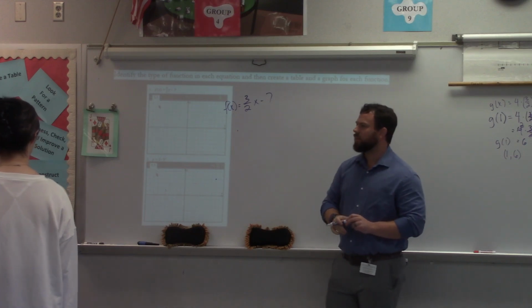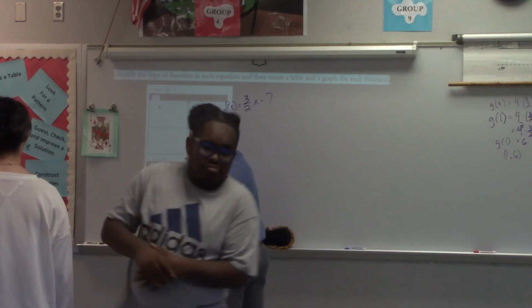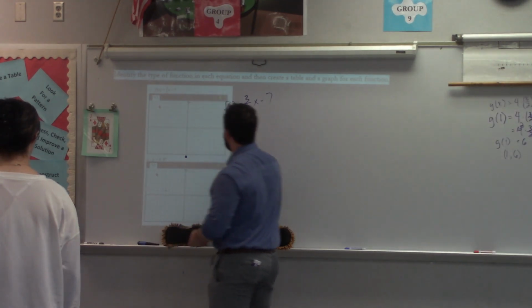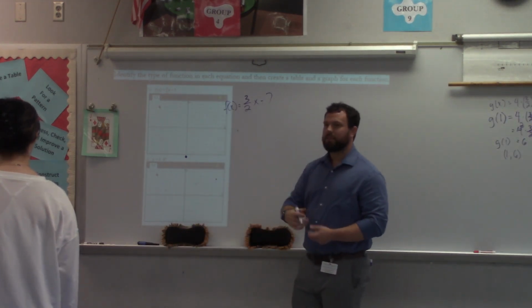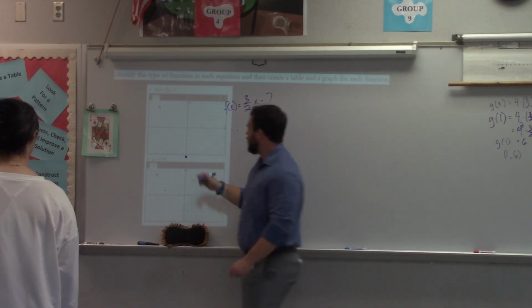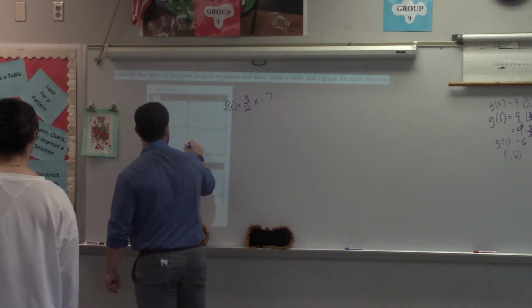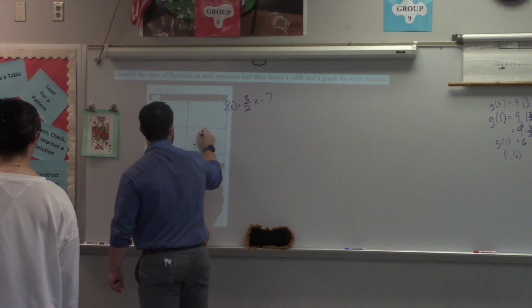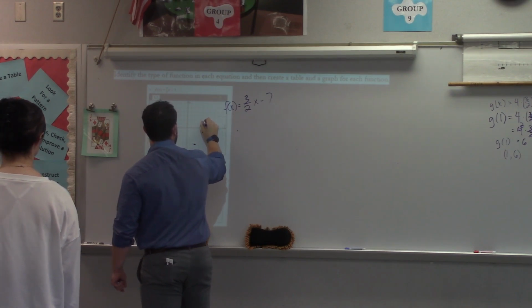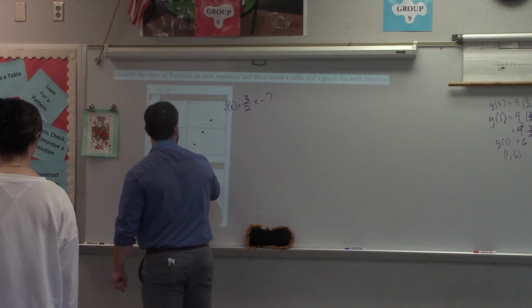The -7, what is that? Y-intercept, right? So -7. What's that 3/2 then? Slope, that's my rise divided by my run. So I'm going to go up 1, 2, 3 to the right 2, up 1, 2, 3 to the right 2, up 1, 2, 3 to the right 2. And I got a nice little line here.